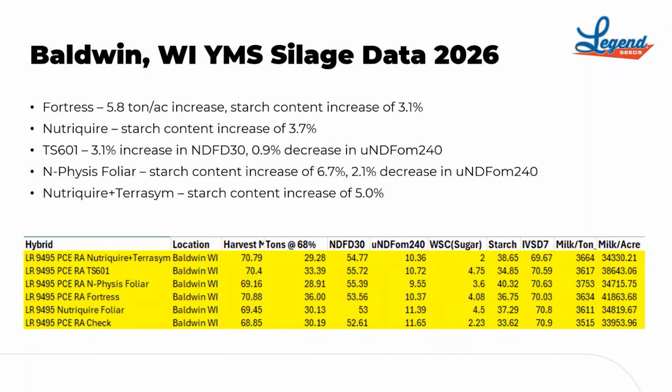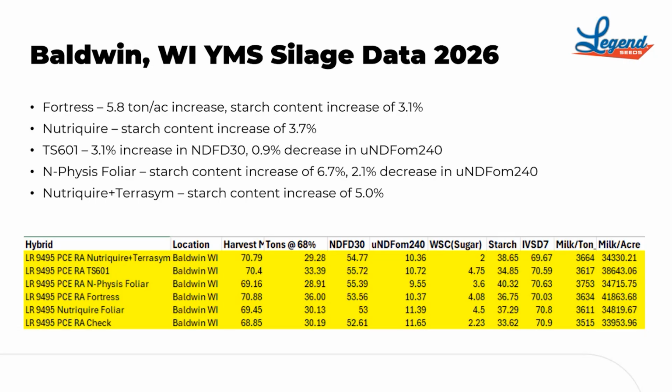So last year at Baldwin, we had a 5-point-ton acre increase in tonnage on 94-95 with Fortress. Fortress is the stress mitigator and herbicide metabolism product based with amino acids that we carry. We also increased starch content by 3.1%.